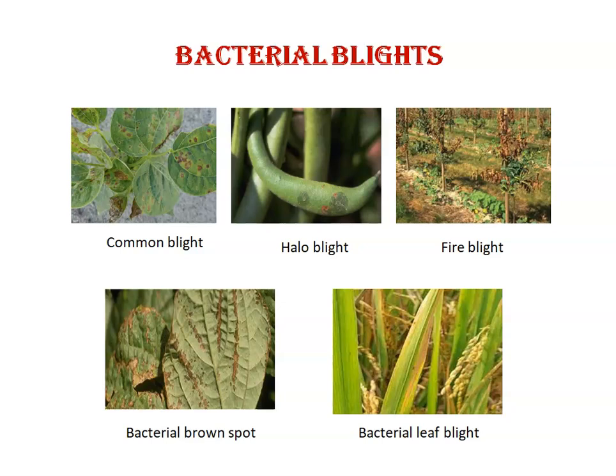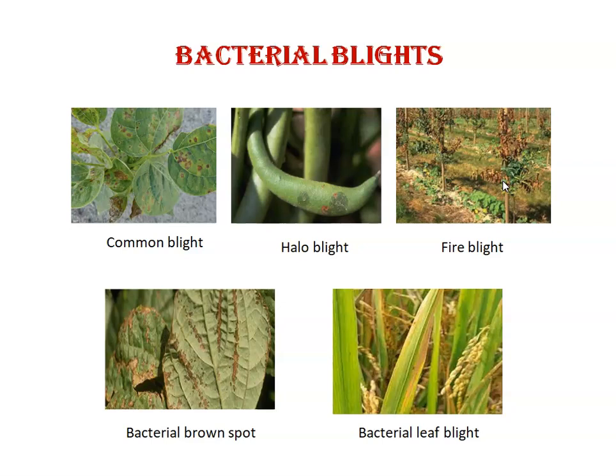This yellow ring is a sign of toxic substance produced by bacteria, and under humid conditions, a greasy bacterial ooze may also be present. Next, fire blight. Fire blight is a devastating bacterial disease caused by Erwinia species that primarily affect fruit trees like apple, pears, as well as other Rosaceae family plants.